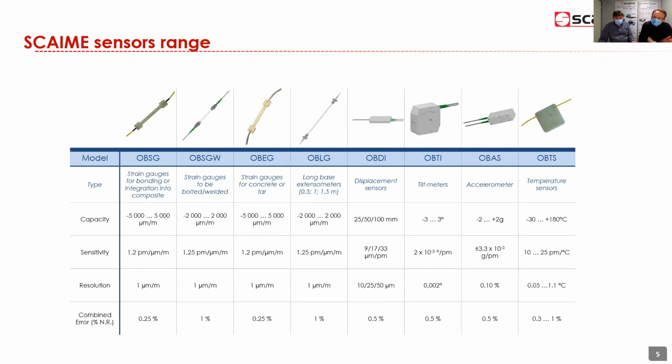Then we have some displacement sensors, tilt meters, accelerometers, and temperature. Then we can also have pressure on specific demand. We have already delivered pressure sensors or other kinds of sensors, but it's more client based, custom based, for specific projects. So don't hesitate to ask if you have a specific measurement to do.